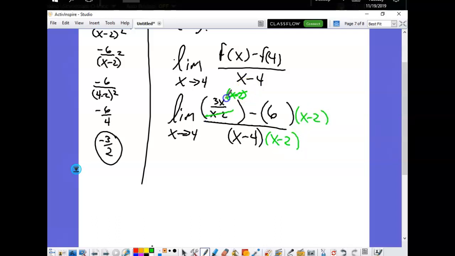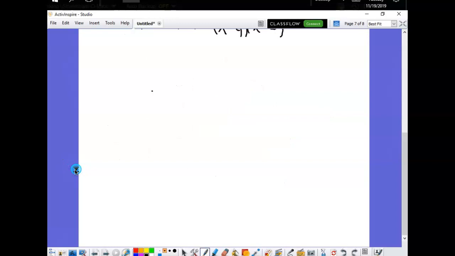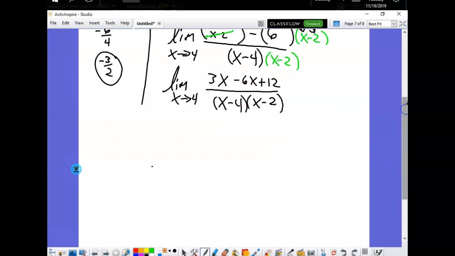So this and this cancels, right? So here we've got 3x. And here we're going to distribute a -6. So watch what that does to the signs. You've got to watch your signs there. Guys, I don't usually multiply on the bottom because if you do, you're going to end up obscuring, hiding the factor you want to cancel. So I don't usually multiply on the bottom, but you have to simplify in the top.